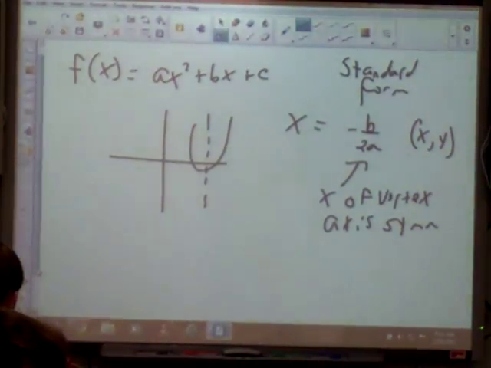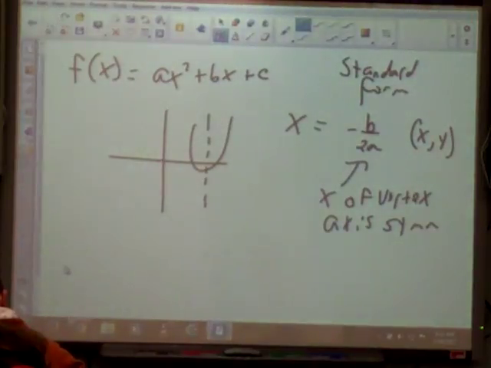Alright? So there's some people writing, I'll show you what vertex form. Vertex form tells you the vertex. That's what's called vertex form. We like it.